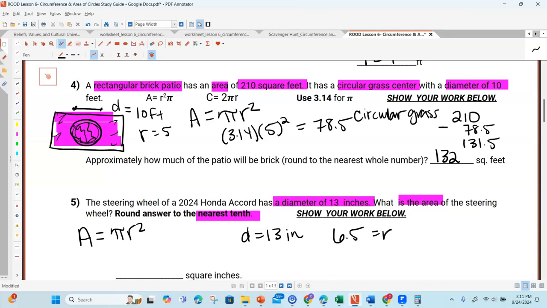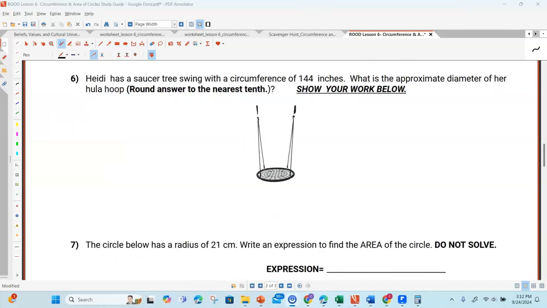So now we're going to take 3.14 times 6.5 squared. That gives me 132.665. Remember, we need to round to the nearest tenth. The next number is 6, next to that 6. So our total answer is 132 7/10. That's our answer.